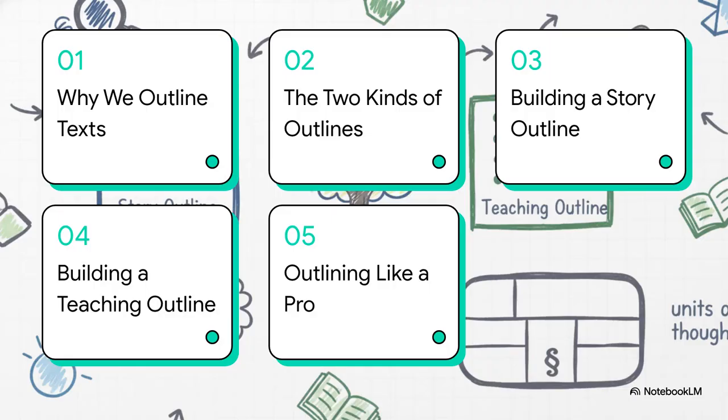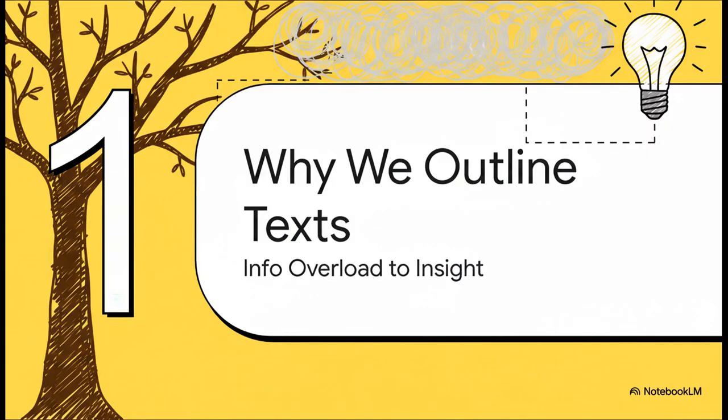So here's our game plan. First, we'll get into why we should even bother outlining. Then we'll look at the two main types you'll ever need. We're going to build one of each step by step with real examples. And stick around, because at the end, I've got a pro tip that's going to completely change how you do this. So, seriously, why outline?